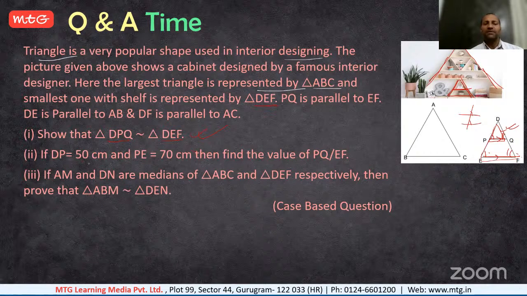Next, it says that DP is 50 centimeter and PE is 70 centimeter. So find the value of PQ by EF. It says PQ, this one, and EF, this bigger one. So it is asking the ratio of the small triangle to the large triangle. So here, the ratio of this side of the small triangle, that is 50, and this side of the large triangle, that is 50 plus 70.